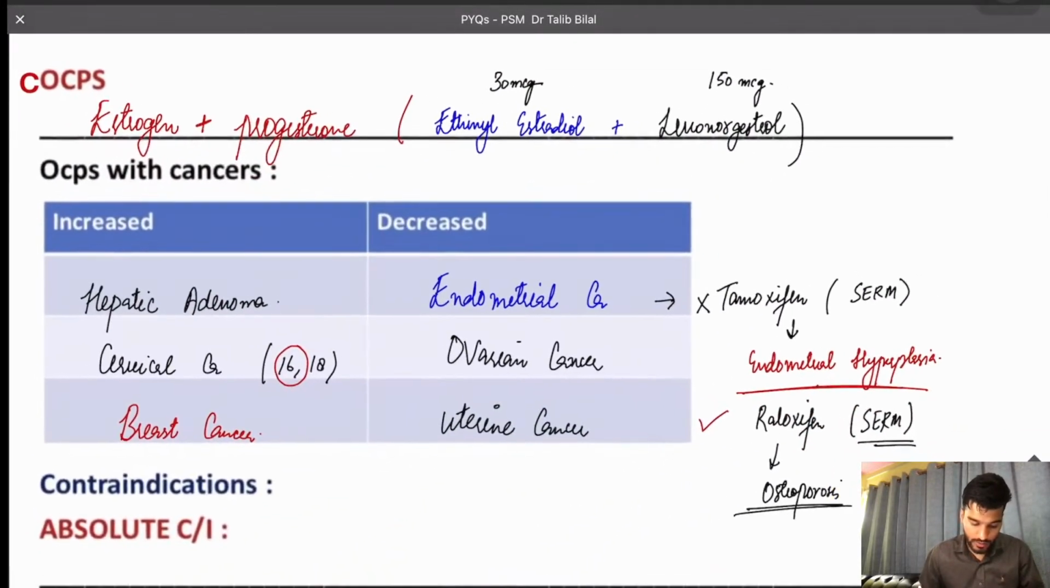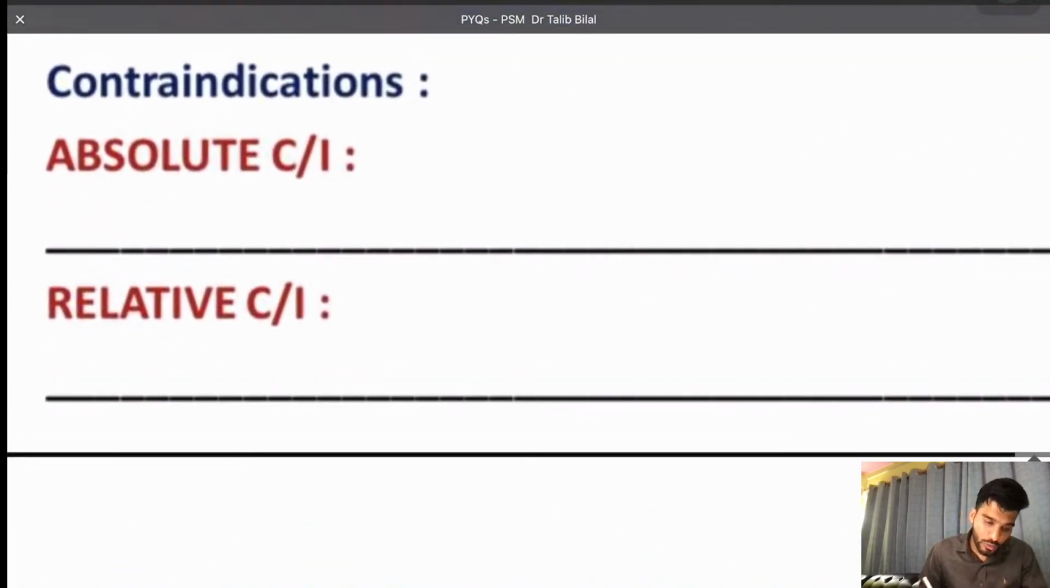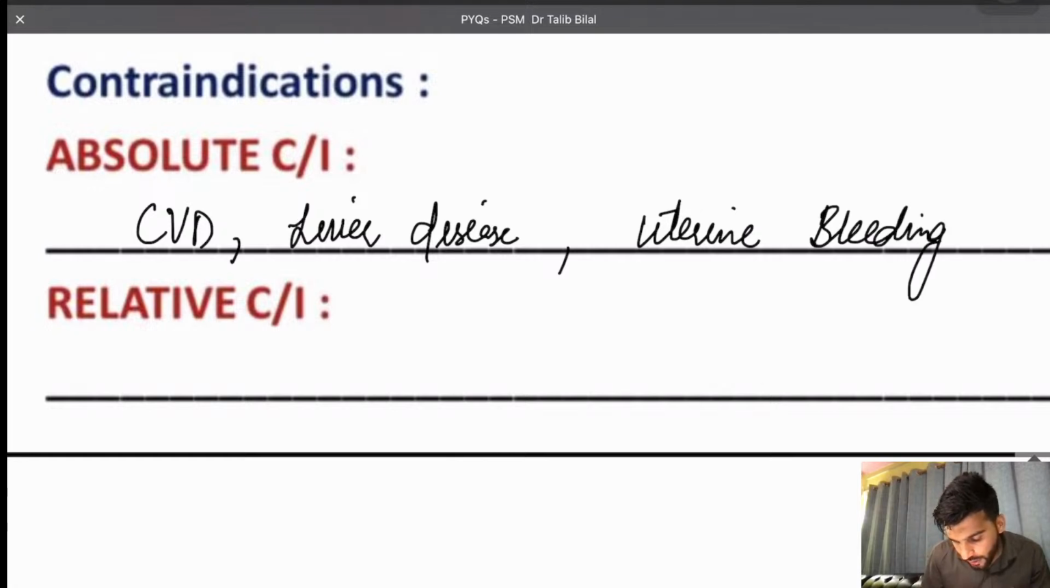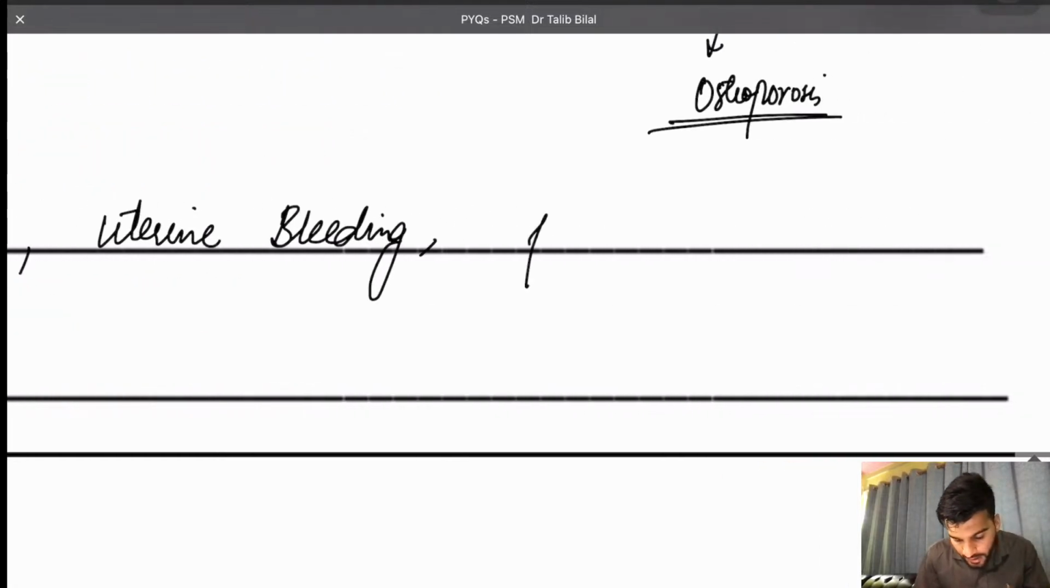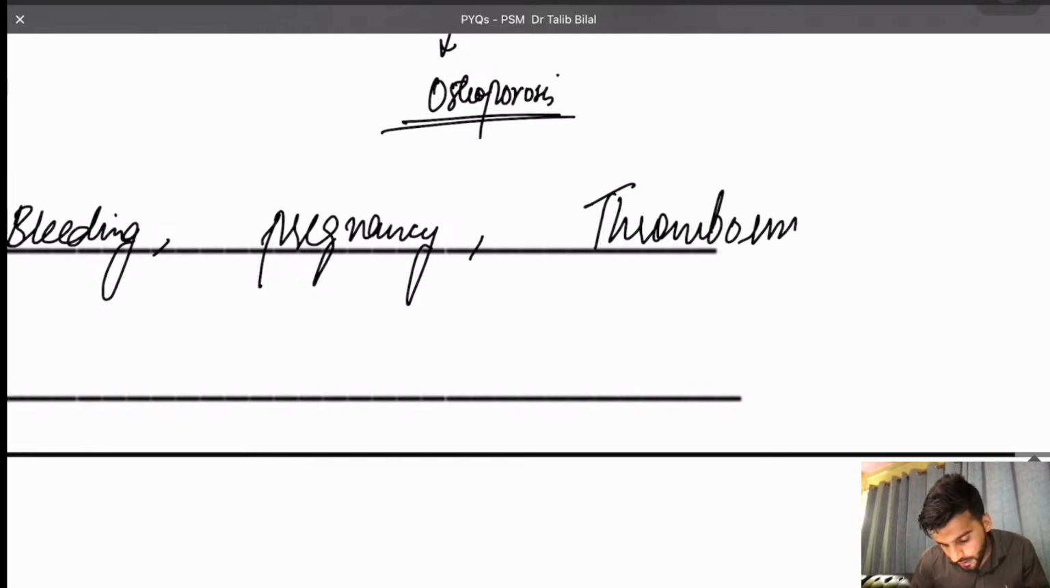Okay, chalo, guys. Now what are the contraindications of OCPs? First of all, absolute contraindication if the patient is having any cardiovascular disease, if the patient is having any liver disease, because they can cause hepatic adenoma, if the patient is having any abnormal uterine bleeding, you cannot use. If the patient is pregnant, again they are contraindicated. Or a patient having thromboembolism.